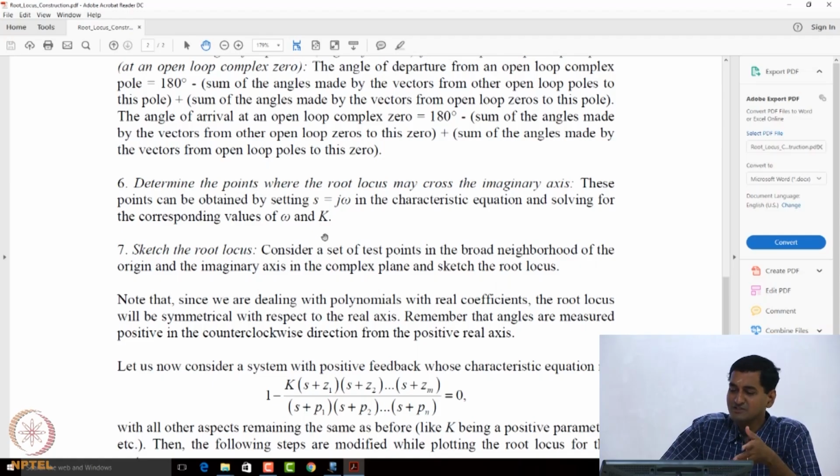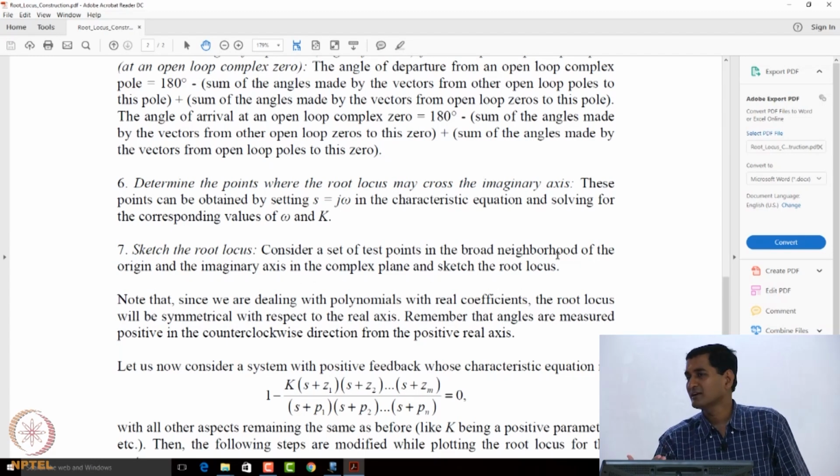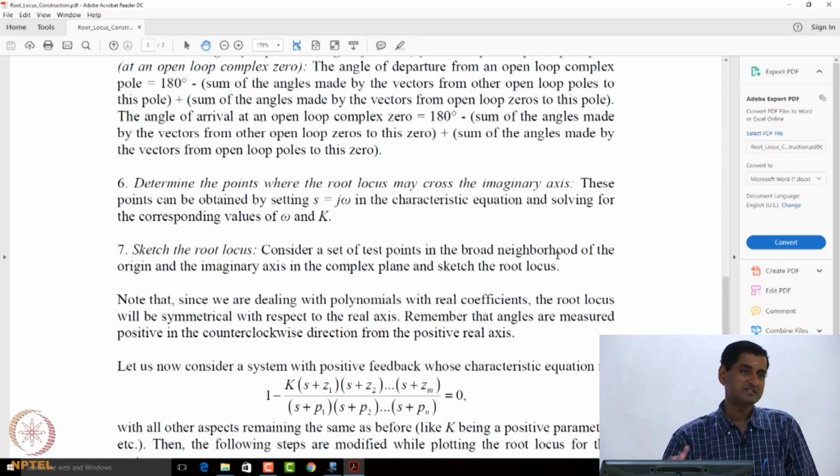The final step is to essentially consider a set of test points in the broad neighborhood of the origin and the imaginary axis in the complex plane and sketch the root locus, which is not very tractable or easy to do by hand. If you use software like MATLAB, you can pretty easily get the actual root locus. But here, we will just use steps 1 to 6 to plot the root locus.